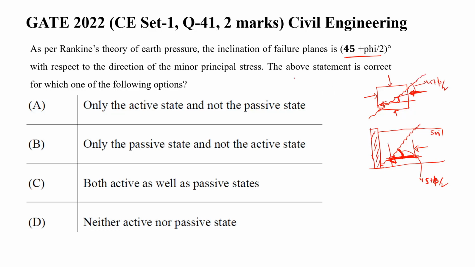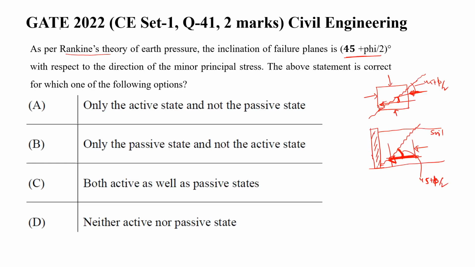Here it is asked whether this holds in both the active state and passive state or only one of them, that is the question. So we need to know what Rankine's theory is about. Rankine's theory is for cohesionless soils. That means phi is not equal to 0 and C equals 0.